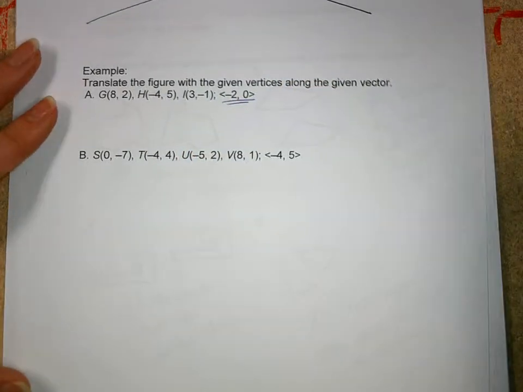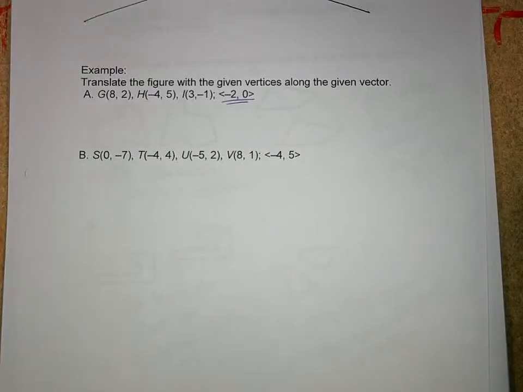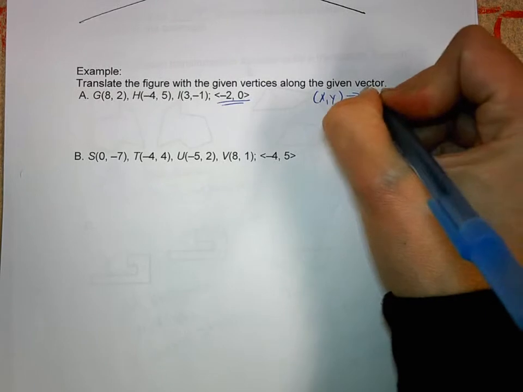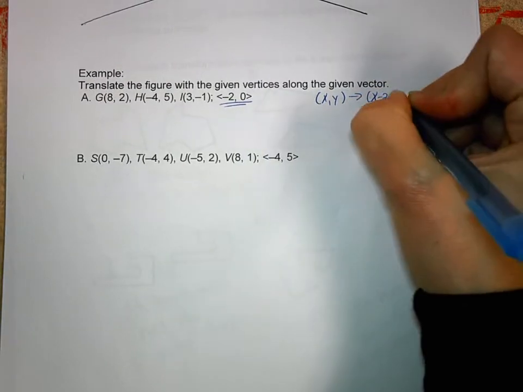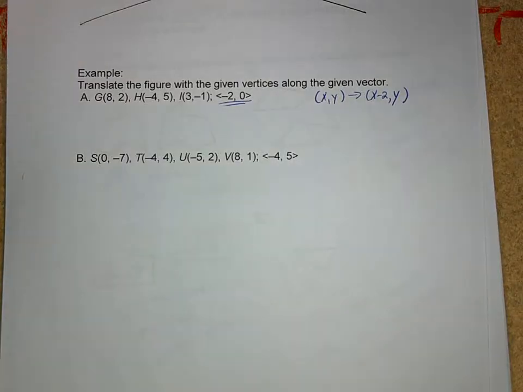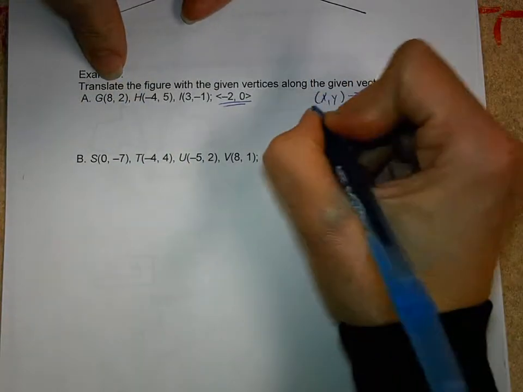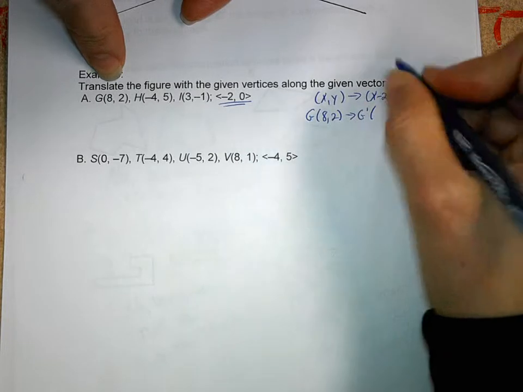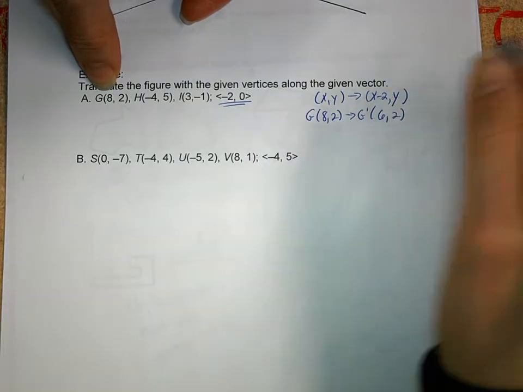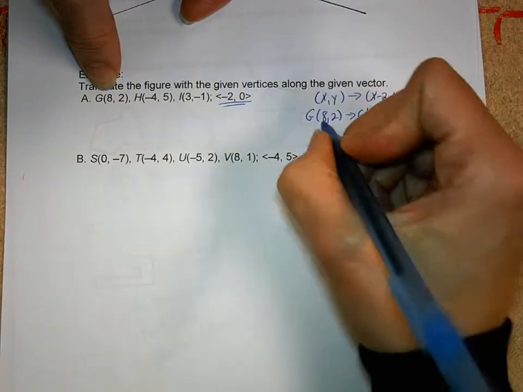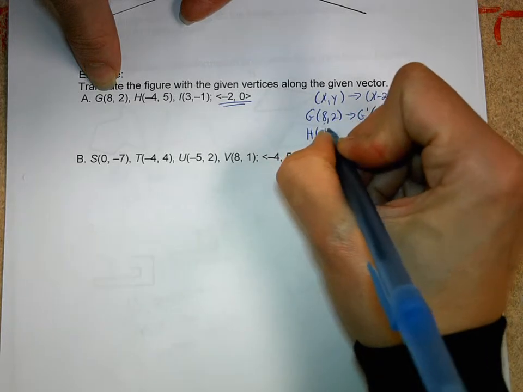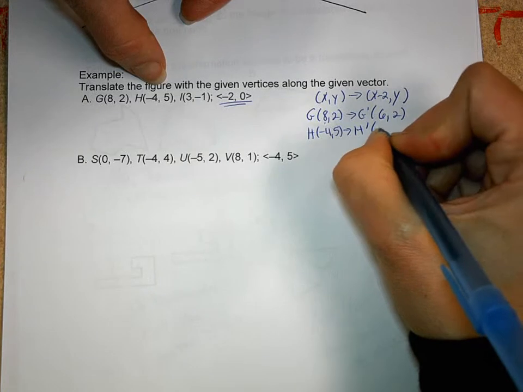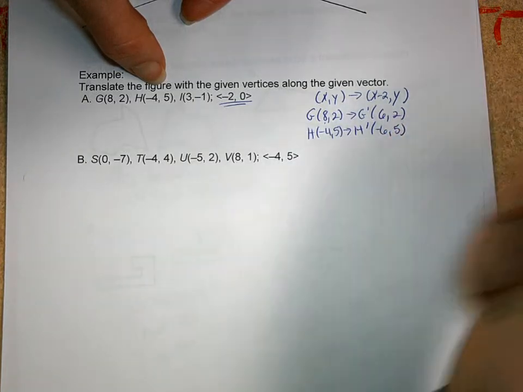Now our vector is at -2, 0. So you should be able to look at that and say, okay, my mapping is xy is at x -2, y stays the same because it's +0. So I go, g is at 8, 2, so g prime is going to be at 6, 2. I take away 2 from my x. We have h is at -4, 5, so h prime is going to be at -6, 5.